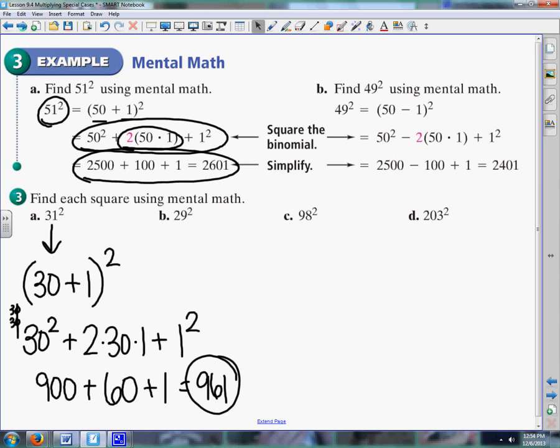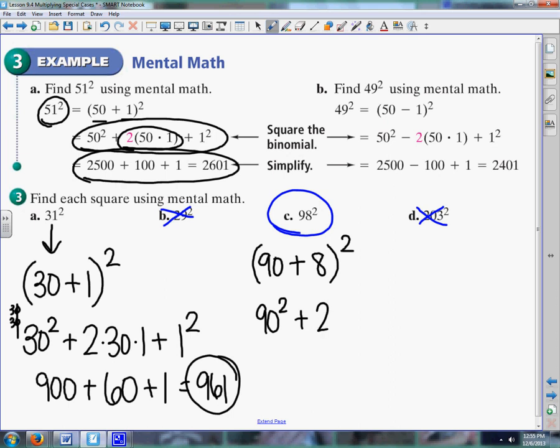So let's just try C. You don't have to do all of these. Just try C for me. Okay, so you could do this a couple different ways. You could do 100 minus 2 squared, or you could do 90 plus 8 squared. Either way, you're going to get the same answer. So let's do 90 plus 8 squared, because I like addition. So then I'm going to do 90 squared plus 2 times 90 times 8 plus 8 squared.